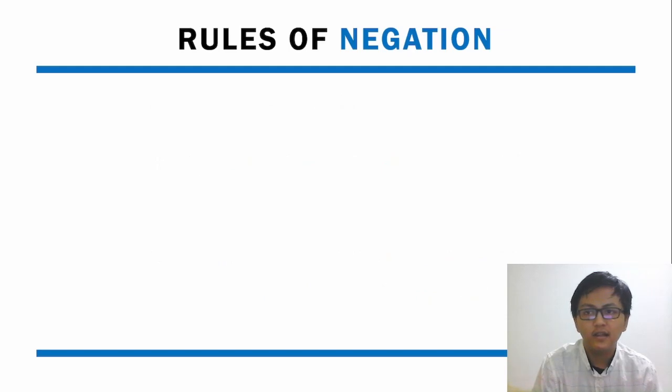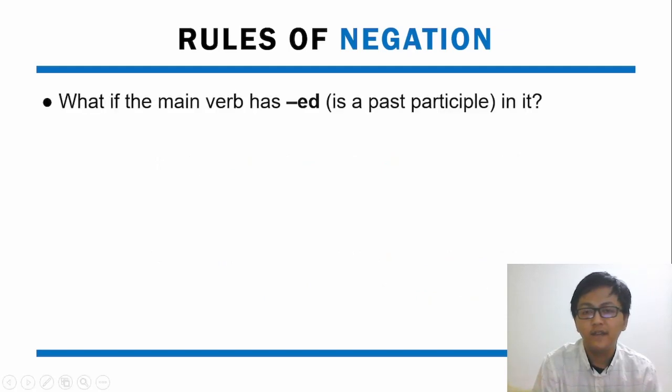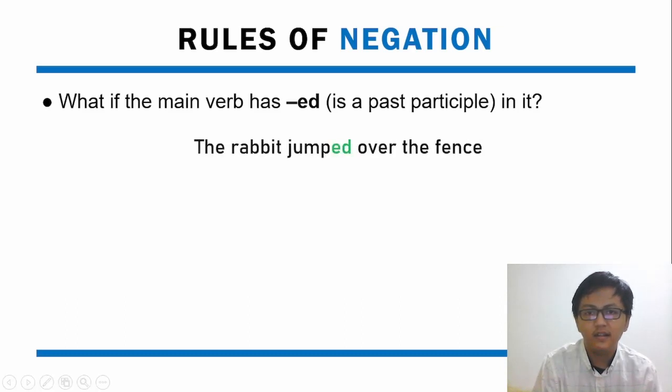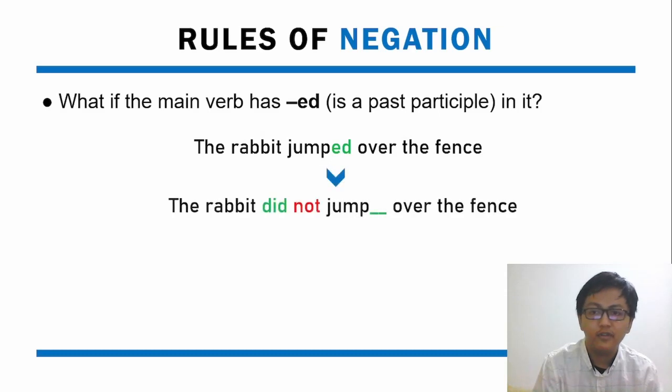The next rule is, what if the main verb has ed in it? As you can see here, the positive sentence is the rabbit jumped over the fence. Then we change it to a negative sentence, the rabbit did not jump over the fence. Looking at this sentence, we don't have the ed on jump, as you can see, but we have it in the verb do. You can see the ed became did.